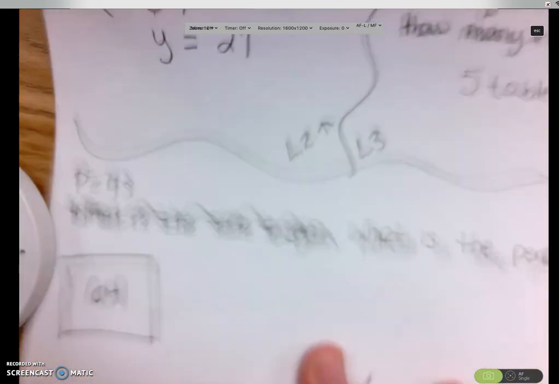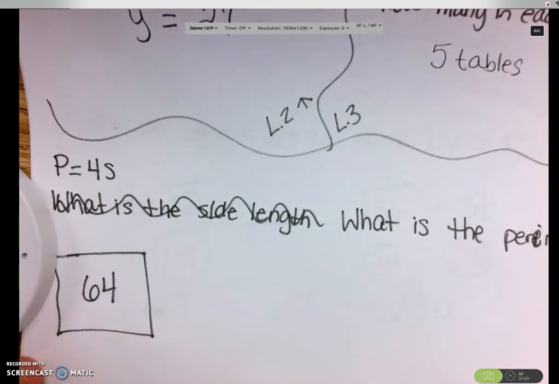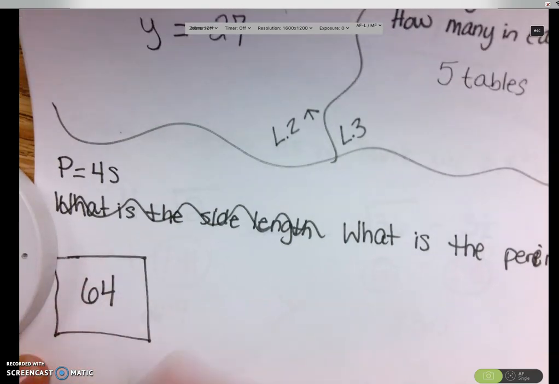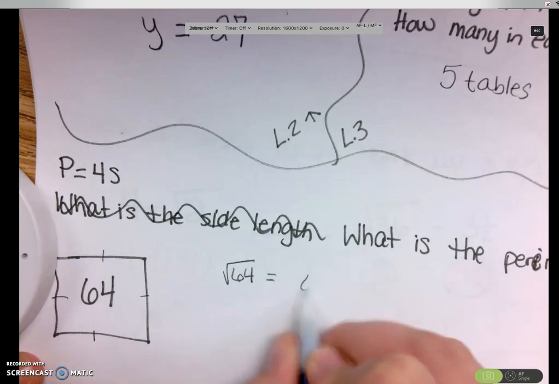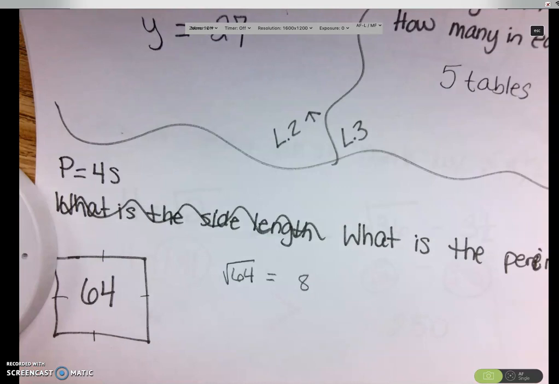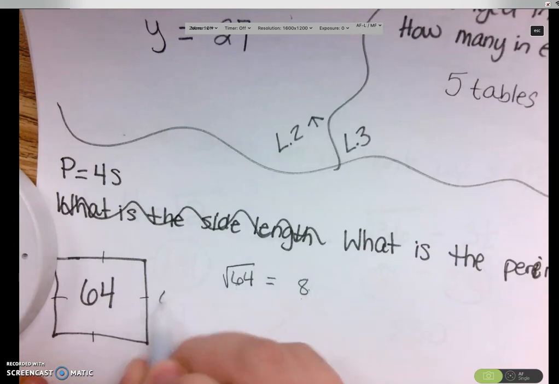Okay, and then what is the perimeter if the area is 64? This is a 2-step problem. First of all, the area is 64. What does that mean each side is? Well, it's a square. I have to find the square root of 64. What is the square root of 64? 8. Why would it not be negative 8 in this situation? We haven't verified that it's negative. There's no negative, and it's distance. Whenever you're talking about distance, it's always going to be a positive number. Okay, so the square root of 64 is 8. That means that each side length is 8.